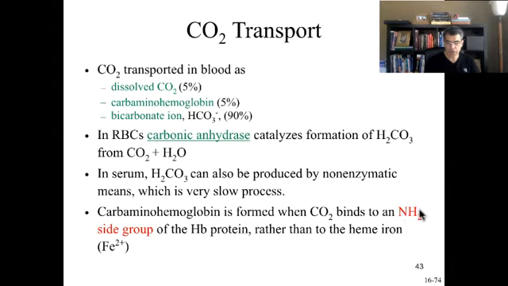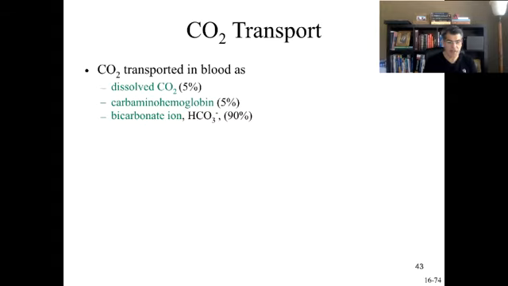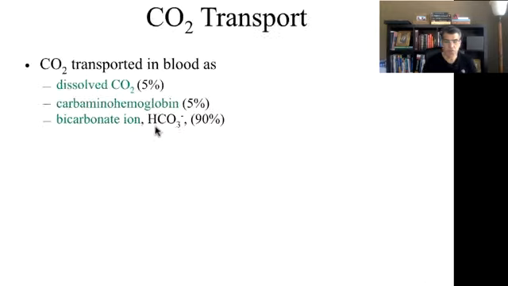CO2 is going to attach to the NH2 group of the protein instead of attaching to the iron. So as you can see, there are two different sites. One is the iron that attaches to oxygen, another one is the NH2 amino group of the protein that attaches to the CO2. And the rest of them, which is 90%, would be in the form of HCO3.